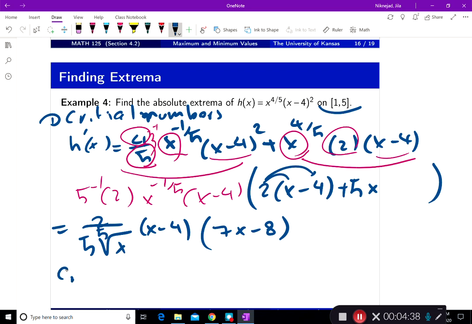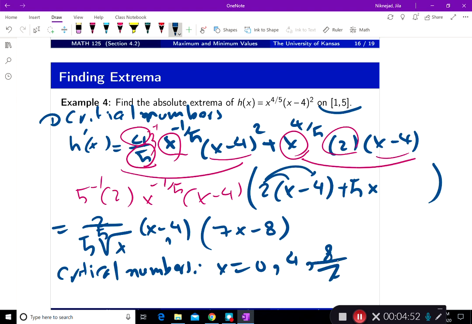So all the critical numbers are x equal to 0, x equal to 4, and x equal to 8/7. Out of these, x equal to 0 is not within the domain. Look at this. 0 is not within the domain, so this one we don't count. It's a critical number, but we don't count it in this problem. X equal to 4 is included, and x equal to 8/7 is included.